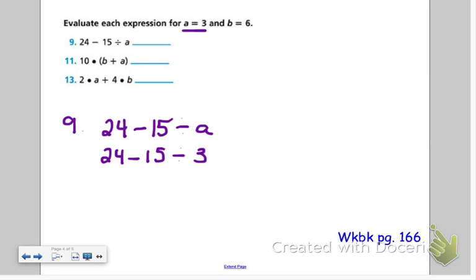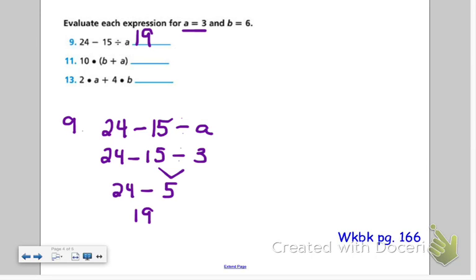And now I'm ready to solve because the substitution step is done. I have to follow the order of operations. Are there any parentheses? Nope. Any multiplications or divisions? Yes, there are. 15 divided by 3 is 5. Bring everything else down. I just did one thing at a time, bring everything down. And now all that's left is subtraction. I just have to do 24 minus 5, which gives me 19.